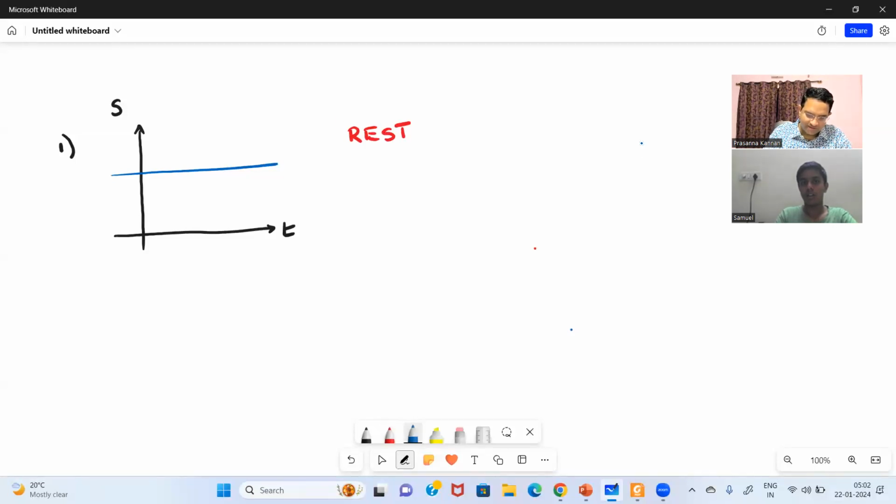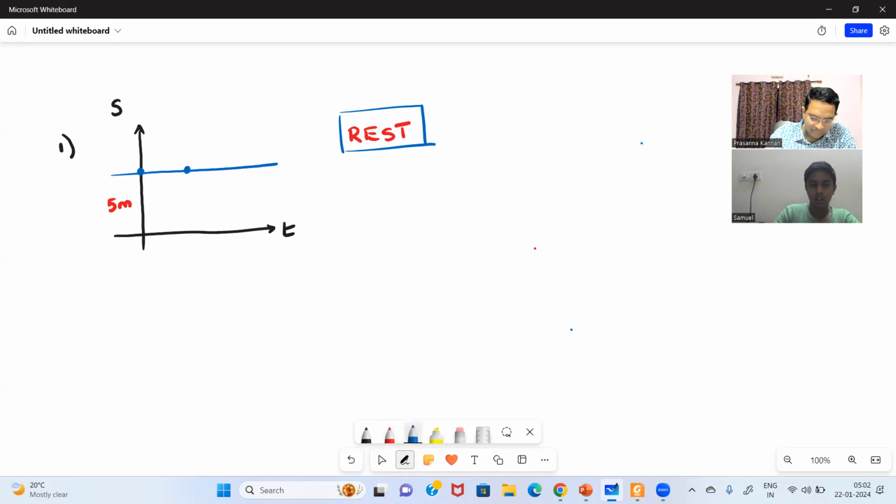So this signifies that the body is at rest. Okay. Why is it so? What is the displacement value here? Whatever it is, let's say it is a constant, correct? Right. Let's say it is 5 meters, for example.